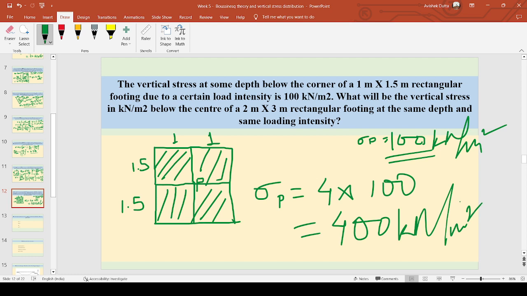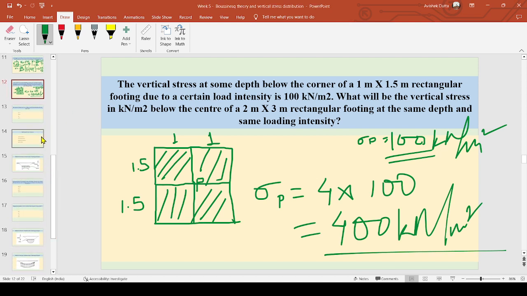This was a tricky question. There is no need of any Boussinesq formula over here. We just have to multiply the given magnitude of stress with the number of footings of the original dimension to obtain the vertical stress at the center of the modified footing. I hope it was clear. Okay, next question. We have now covered the entire Boussinesq theory.